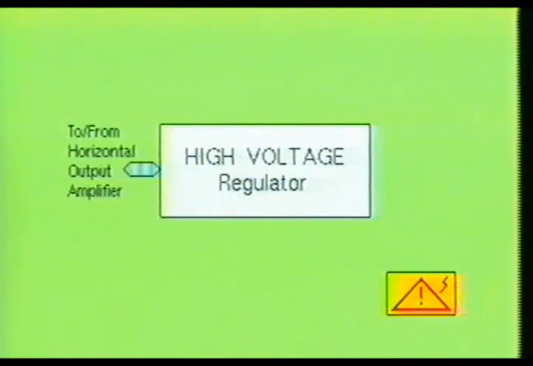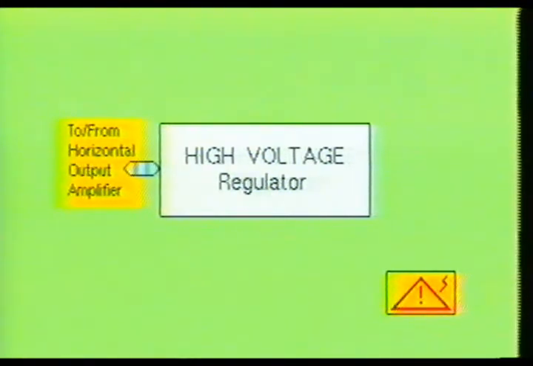The high voltage regulator circuit is used to assure that the second anode voltage remains constant under different brightness conditions. Notice that the high voltage regulator circuit uses a closed-loop system. It basically monitors the high voltage output of the horizontal output amplifier stage.